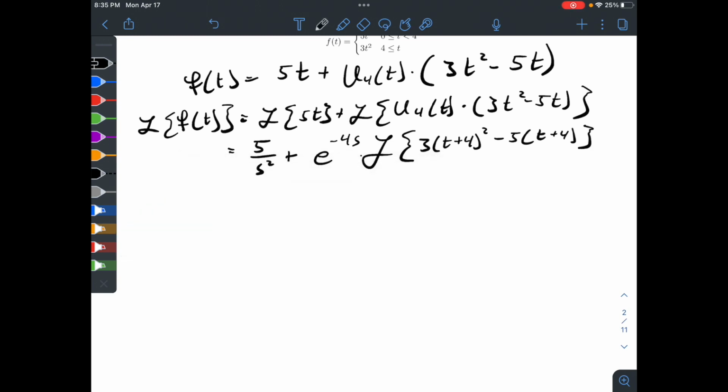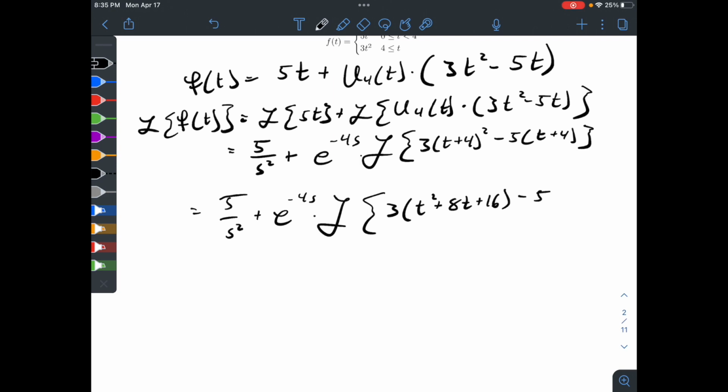Okay, I'm going to get rid of that. All right, so now we just have to do this whole thing. So just a little bit of algebra to do here. So this is going to be 3 times t squared plus 8t plus 16 minus 5t minus 20.